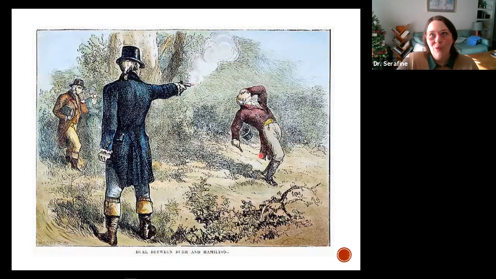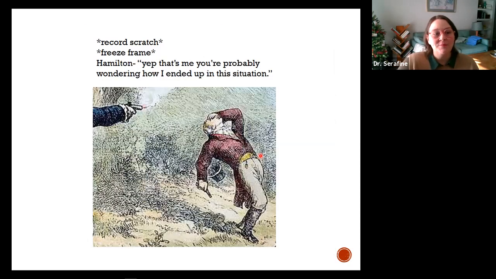And you probably know, again, if you're a Hamilton fan or just a fan of dueling in history, you know that one of the things that the election of 1800 would ultimately lead to is the duel between Alexander Hamilton and Aaron Burr that resulted in Alexander Hamilton's death. How do we get there? Well, let's rewind. Election of 1800.